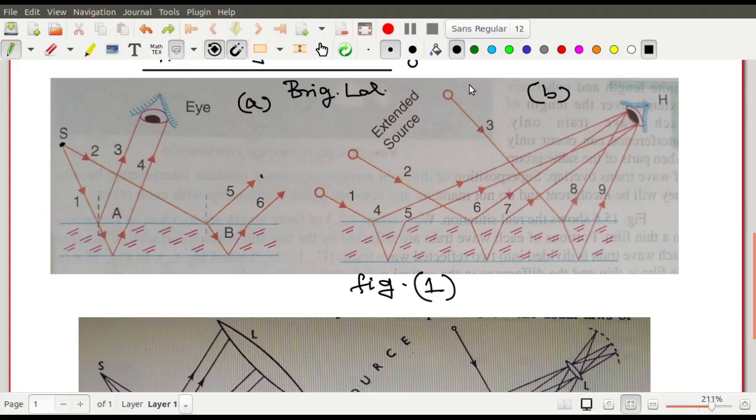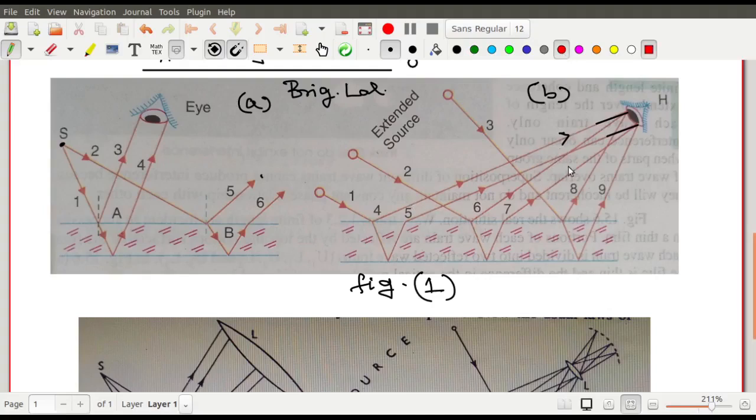In case of this extended source, you see that lights are coming from the different points over here. There is only one eye, the same eye, your eye, is here. But now you see that the rays 4 and 5 come to our focus. This is my ray 4 and 5, so I just mark them properly. This is my ray 4 and 5. Rays 4 and 5 are visible.